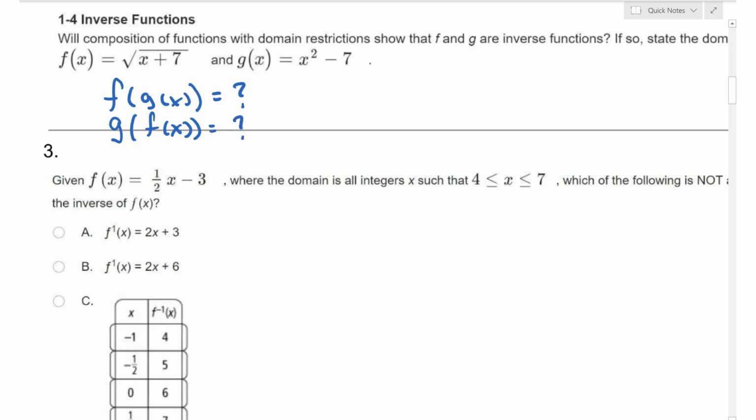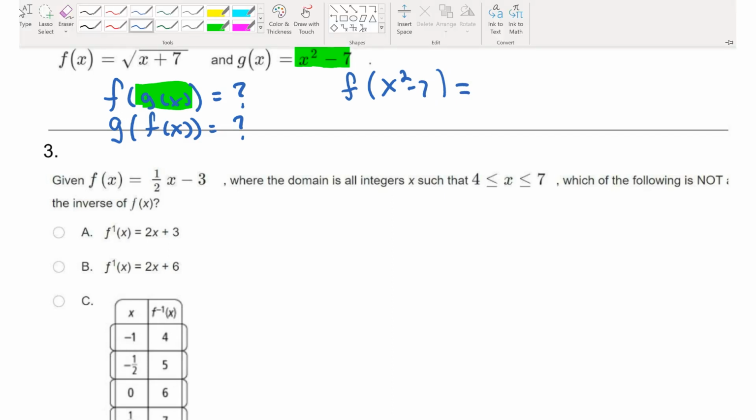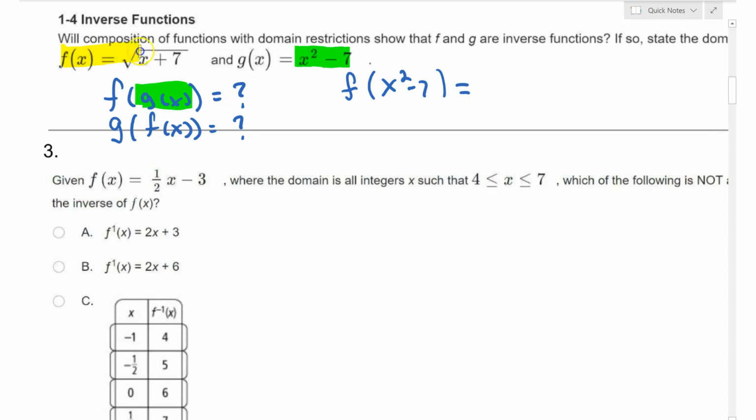So let's go ahead and do f of g of x. So we have f. Remember that g of x is x squared minus 7. So we're going to input x squared minus 7. And then we're going to use function f as our process.